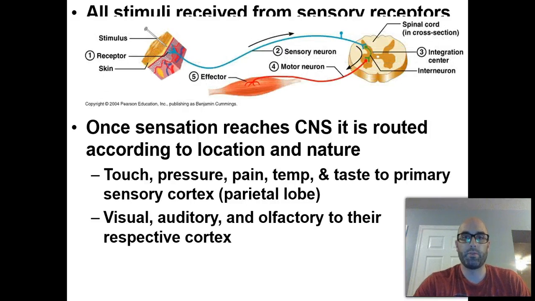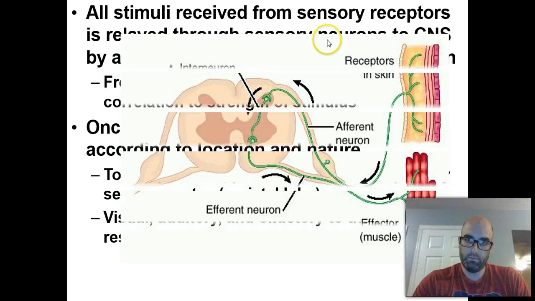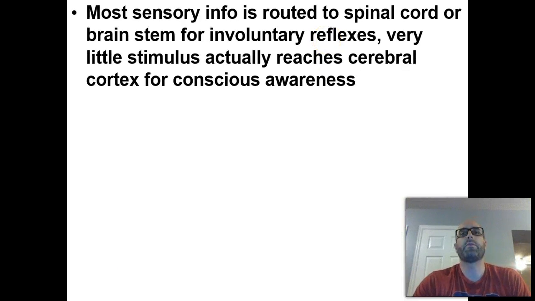Okay, and then let's go back to a reflex arc just to revisit that, so you understand that we're mostly talking about this sensory receptor portion of a reflex arc and the types of things that pick up some stimuli and send those sensations down the sensory neuron to the central nervous system. Now, most sensory info is routed directly to the spinal cord or the brainstem for involuntary reflexes. You would be surprised how little stimuli actually reaches the cerebral cortex for conscious awareness. You could probably only think of a select few off the top of your head that you are constantly needing to be aware of, things like pain or light.